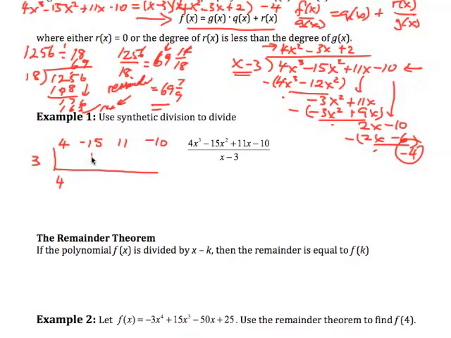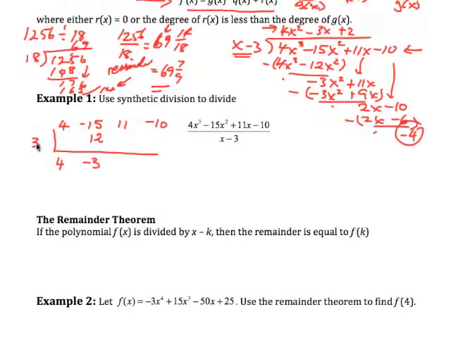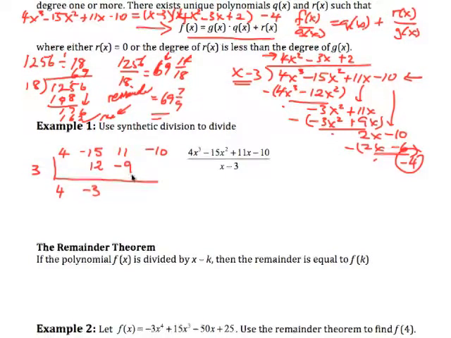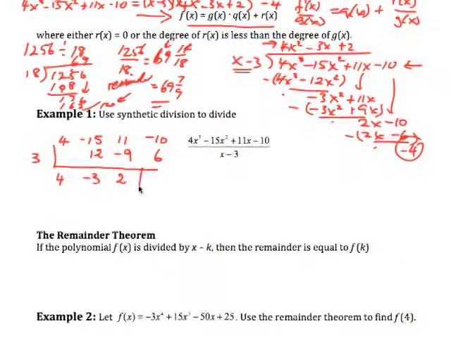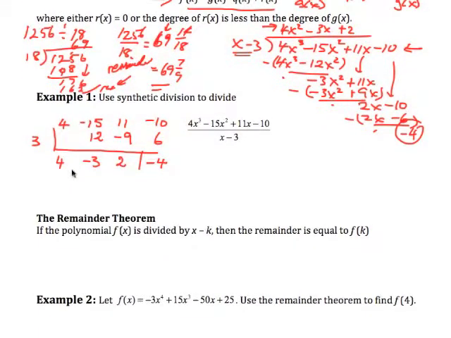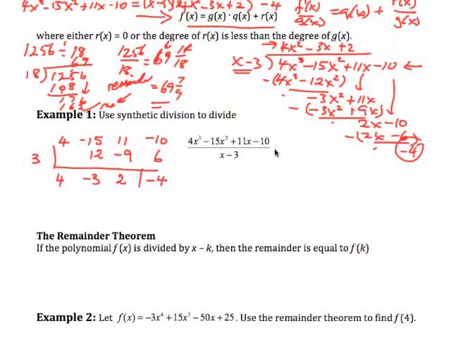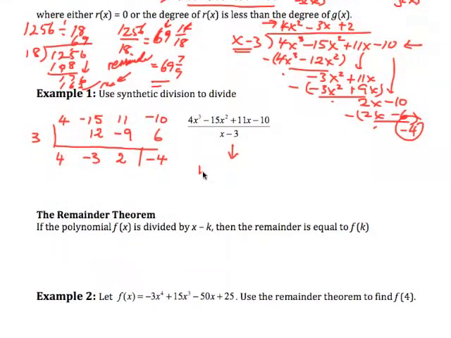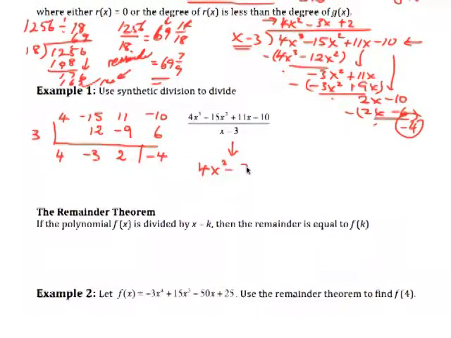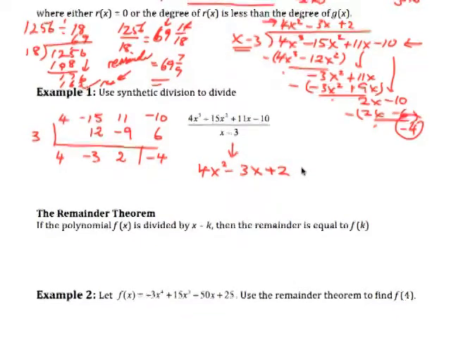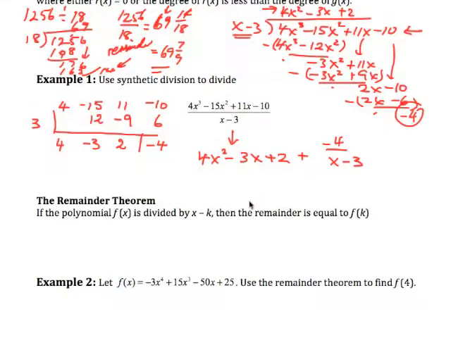Okay, the first step is to bring the 4 down. Then I go 3 times 4 is 12, and I add, and I get -3. Then I go 3 times -3 gives me -9, I add, I get 2. Now I go 3 times 2 is 6, and I add, and I get -4. Notice I get exactly the same thing here, 4, -3, 2. So this is telling me that this particular division produces 4x squared minus 3x plus 2 with a -4 over x minus 3 as a result.